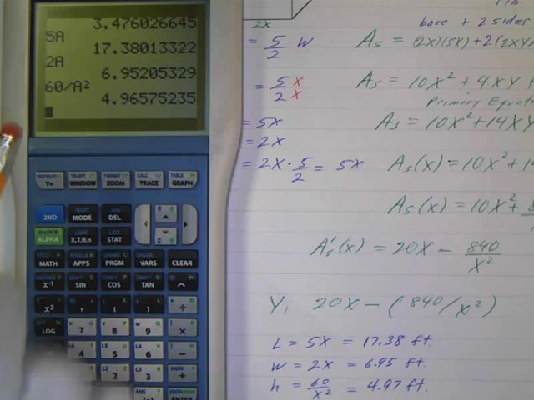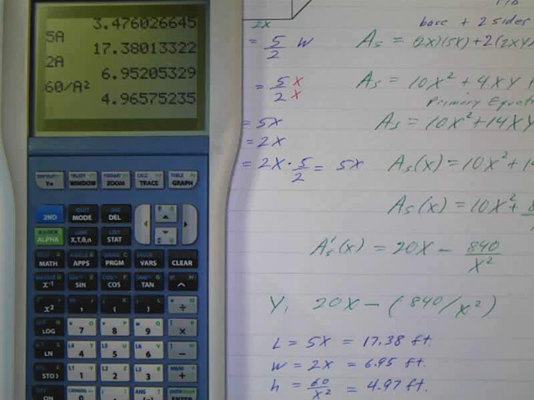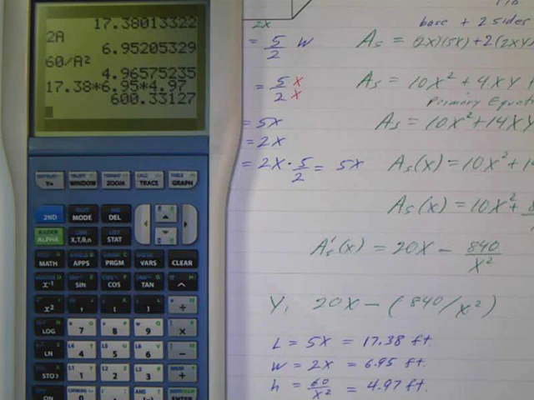But if I saved all these digits, and stored these in A, B, and C, if I multiply that out, I would get 600. And we can check it out anyway, so we'll just do 17.38 times 6.95 times 4.97. Now remember, we have some round off error, and that's enter. And see, we get 600, and then we've got a little bit of extra stuff over there because of the round off error. Okay, so I hope that makes sense.